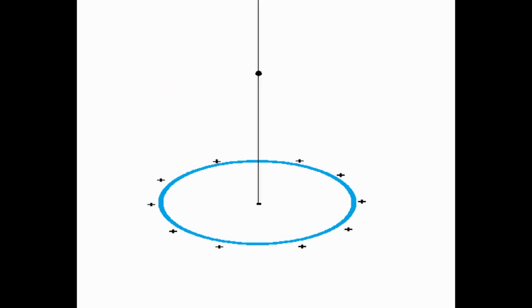Additionally, if we stay on the axis going through the center, but moving away from the ring, we see that the further we travel away, the smaller the ring looks, and the more it behaves like a charged point and not a ring.